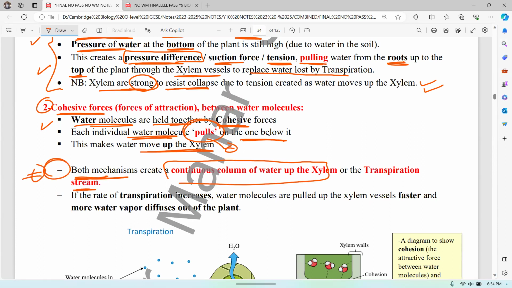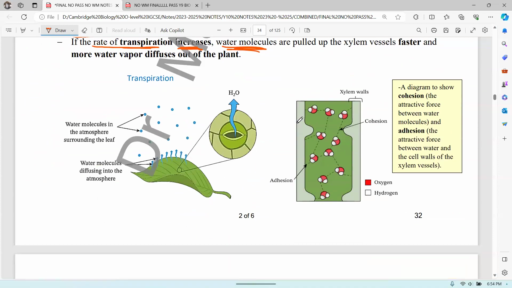Please add these two keywords, column of water and transpiration stream. You will find it in the mark scheme. Now, if the rate of transpiration increases, then more water molecules will be pulled up. Of course, this is logic. And you have a nice picture here. Pictures are there to help you understand. They're not there to waste space.